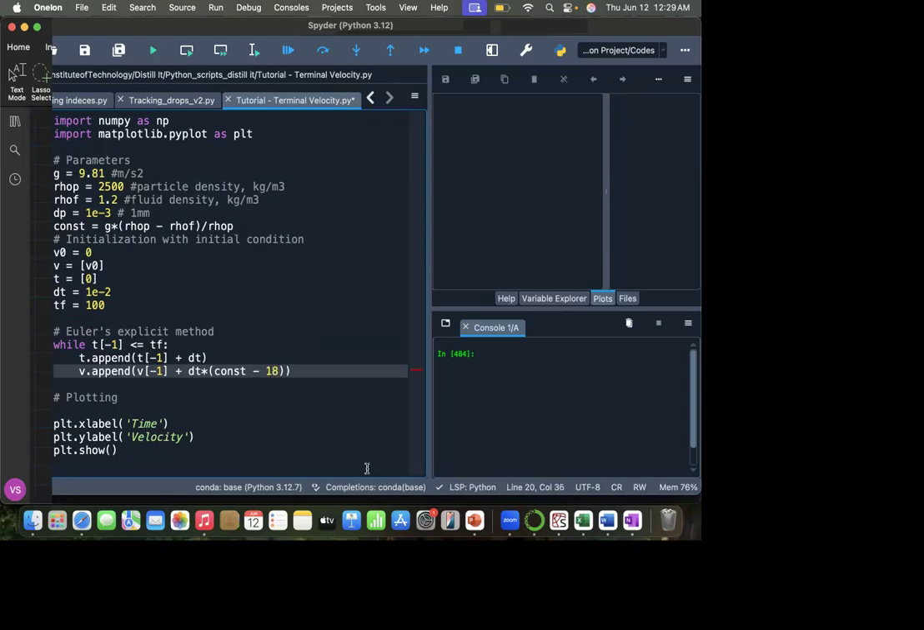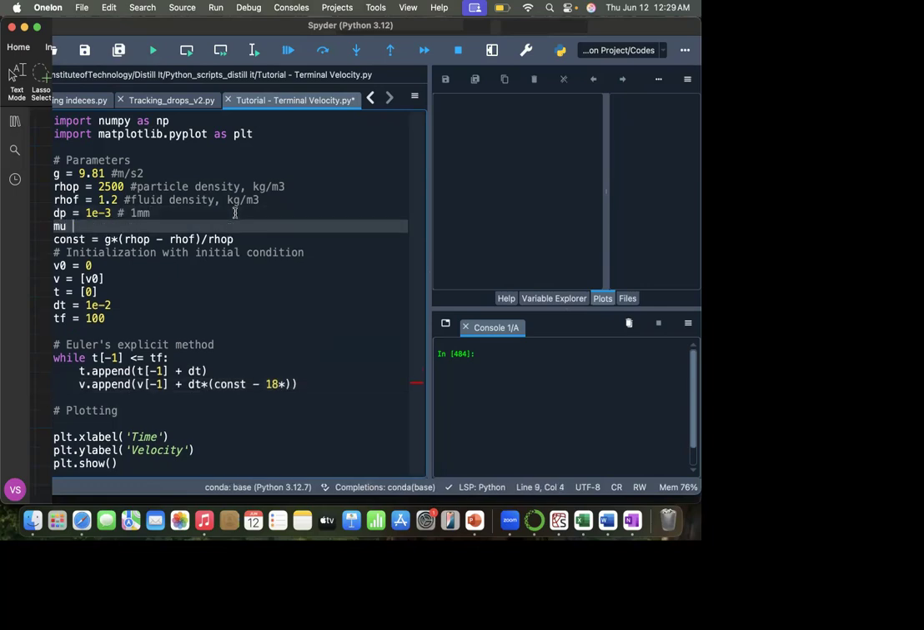Minus 18. I think I've not given the viscosity over here. The viscosity for air is about 10 to the power minus 5, I think that's the case. Yeah, it's 10 to the power minus 5.